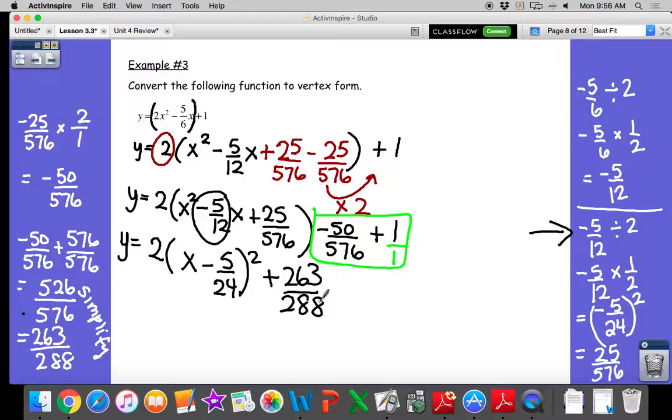The last step, we want to write the vertex. The vertex will always be my p-value, so it's always the opposite sign, 5 over 24, and your Q value, 263 over 288.